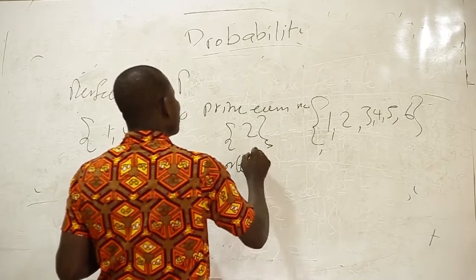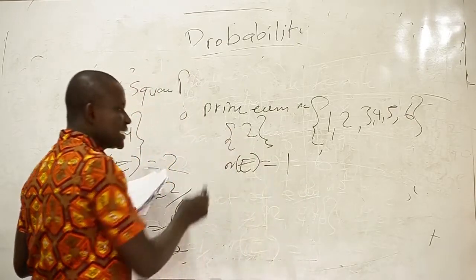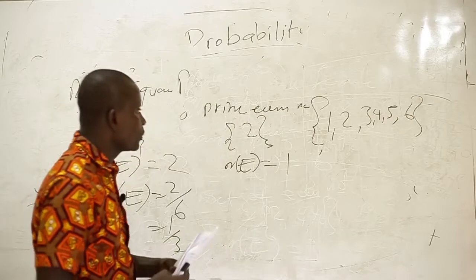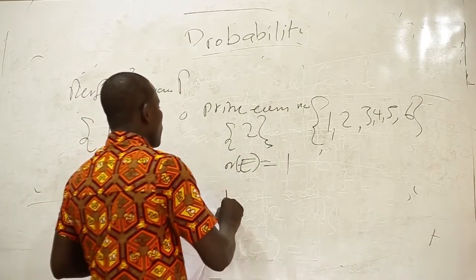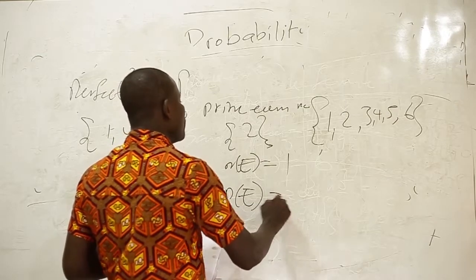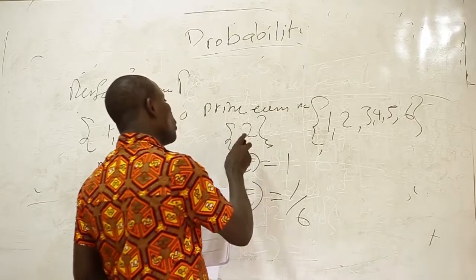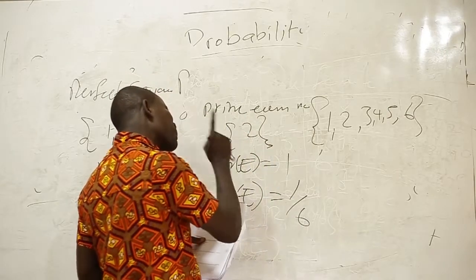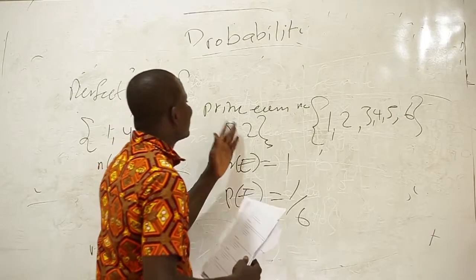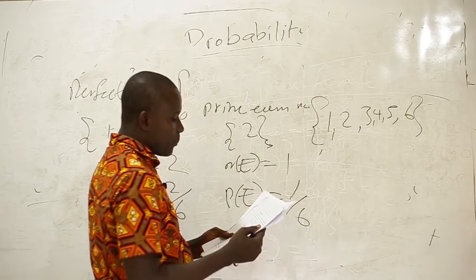So n(event), or n(prime even number), is equal to 1. It is only 1. This is a unit set. It is just 1 prime even number out of the 6. So P(prime even number) is 1 over 6, not 2. I'm repeating, it is not 2, but it is 1 because the element here is 1. So you don't write the 2, you write 1 because it's only 1 element. If there are 3, you write number of events is equal to 3. I guess I've made my point.